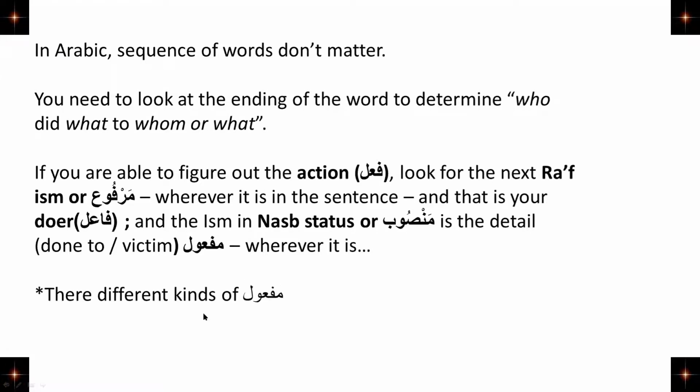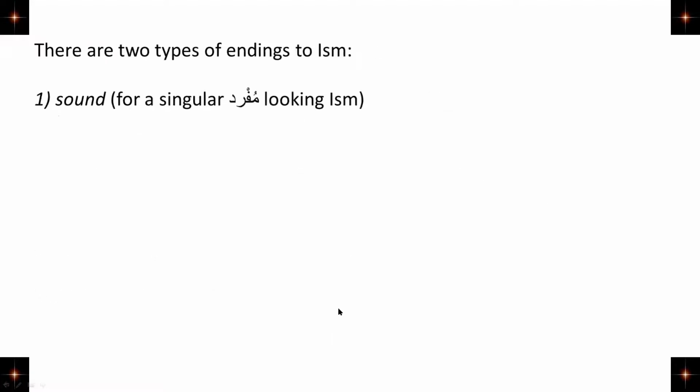And of course, the done tos are many. There are a lot of these maf'uls. We'll come to learn them later, and I gave you a hint of them before. That means the words that answer the question of who received the action, or what received the action, or how the action was done, or why the action was done, or where was the action done, or when was the action done. All the words that answer these questions, you always see them in nasb status, and they are the maf'uls. We'll learn more about that.